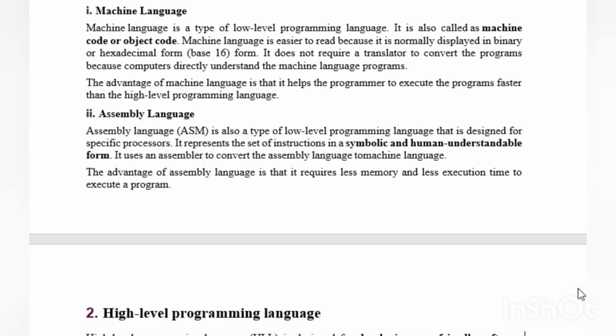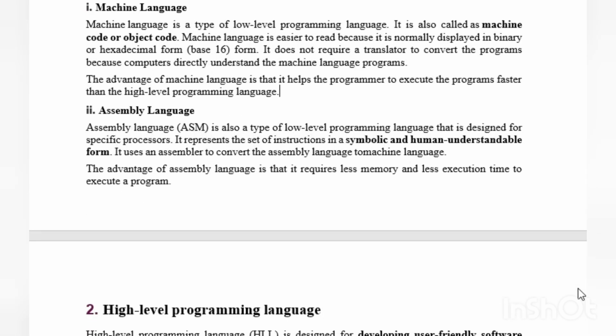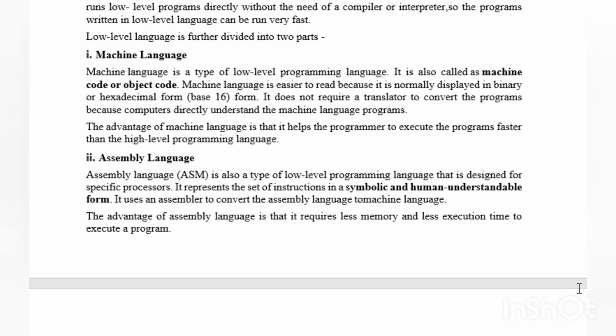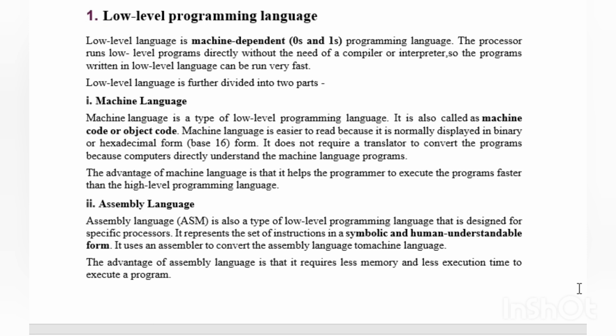Okay. Next we have types of programming language. First is low level language. So as we have seen above also, low level language is a machine dependent in form of binary which is 0 and 1's programming language. The processor runs low level programs directly without the need of compiler or interpreter. So the program is written in low level language, can be run very fast. ये दो टाइप के होते हैं, machine level language and assembly level language.